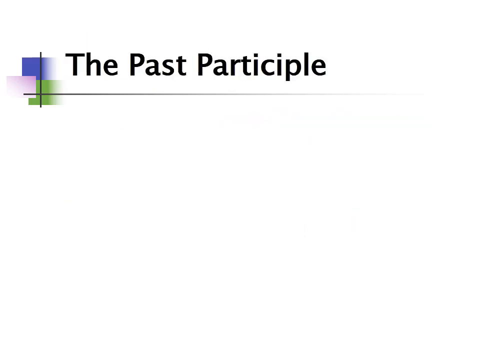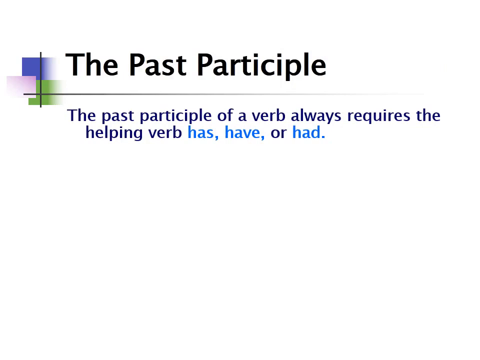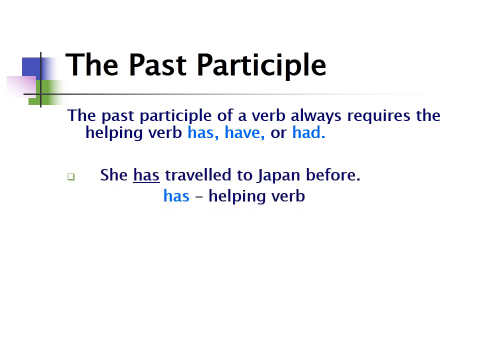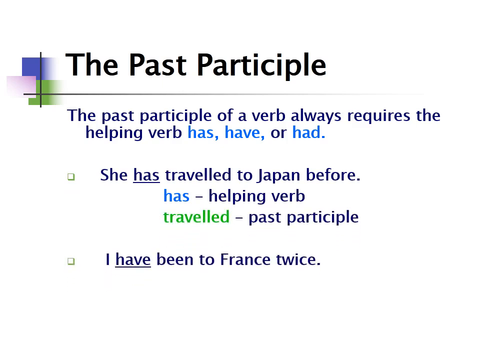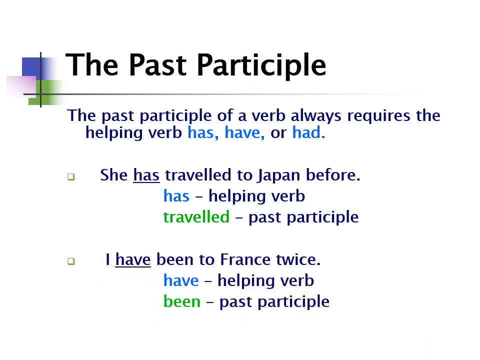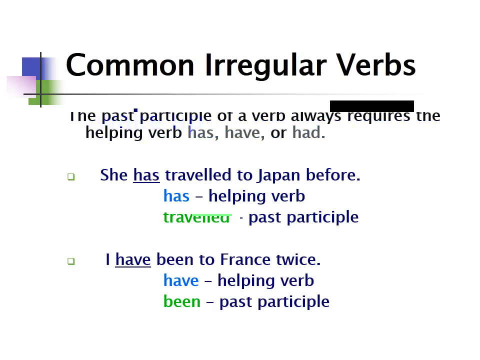So the past participle of the verb always requires the helping verb has, have, or had, depending on the time. So she has traveled to Japan before. Has is the helping verb, and traveled is the past participle. I have been to France twice. Have is the helping verb, been is the past participle.